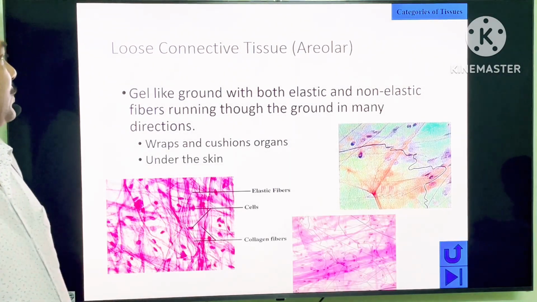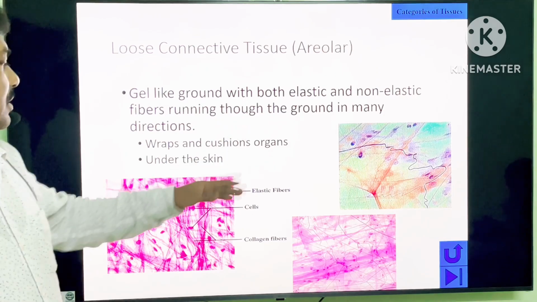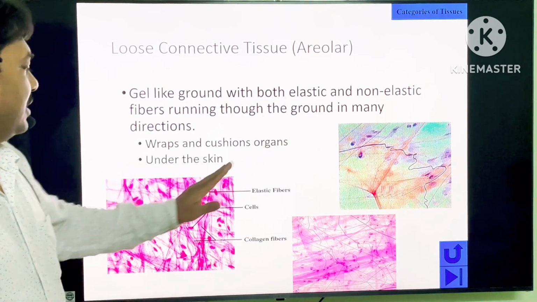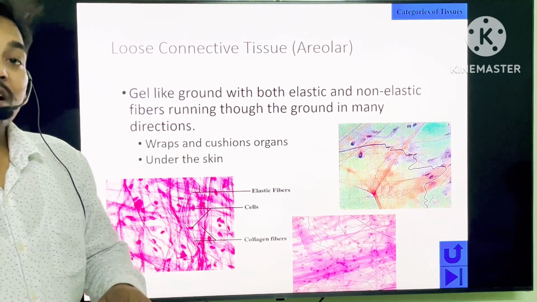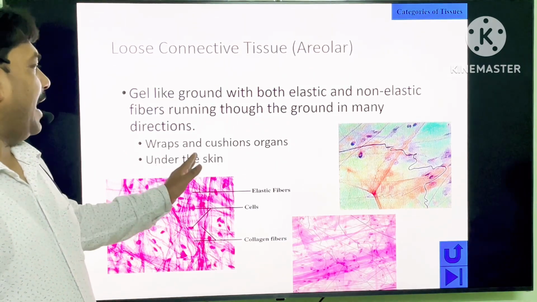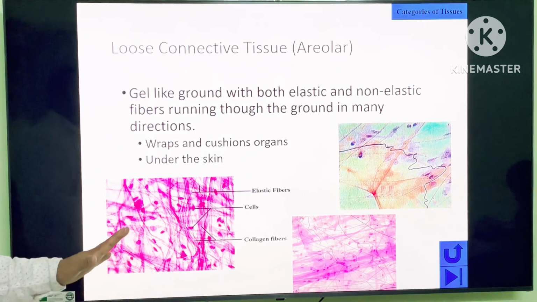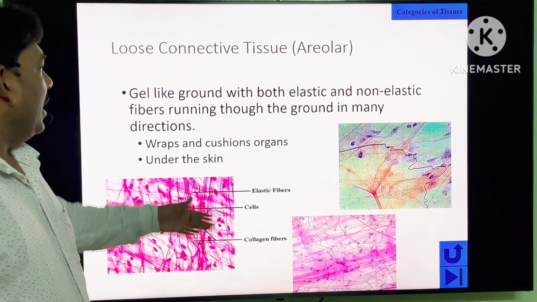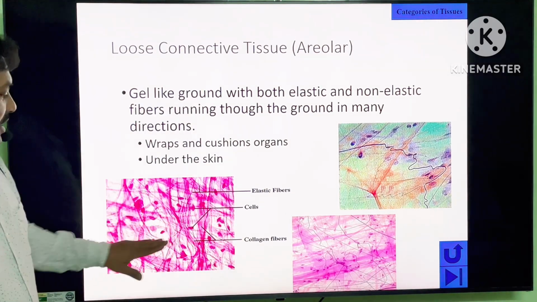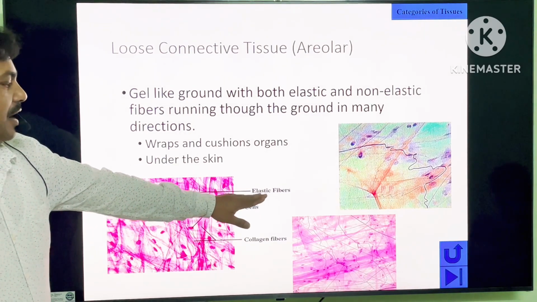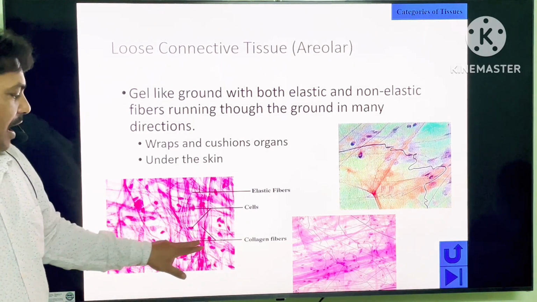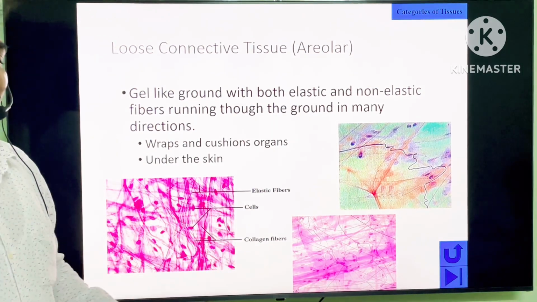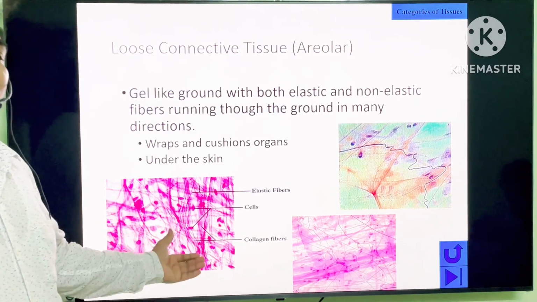Okay, loose connective tissue has a gel-like ground substance with both elastic and non-elastic fibers running through the ground in many directions. It wraps and fuses organs under the skin. This is the structure of loose connective tissue. It has the ground substance, elastic fibers, and also cells and collagen, but they are not compact. That is why it is loose, and it has the matrix as well as fibers.